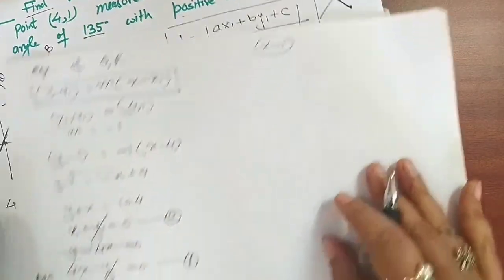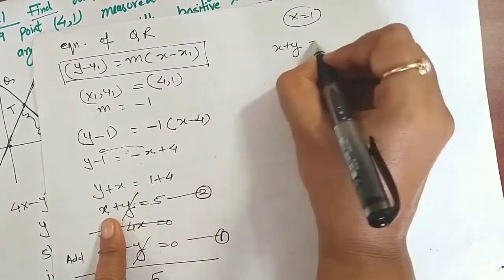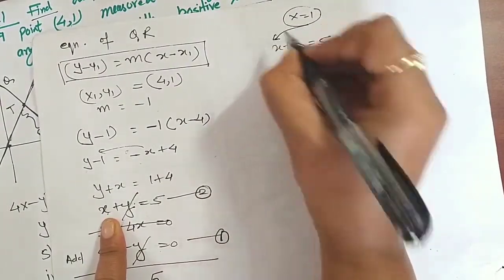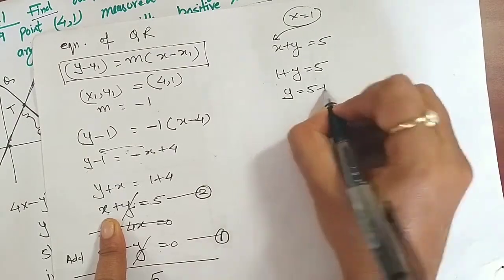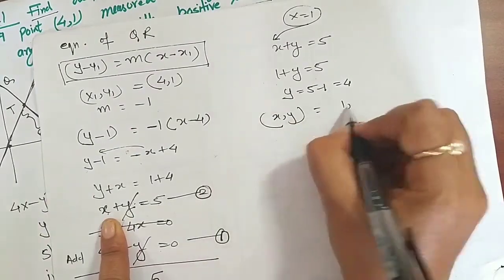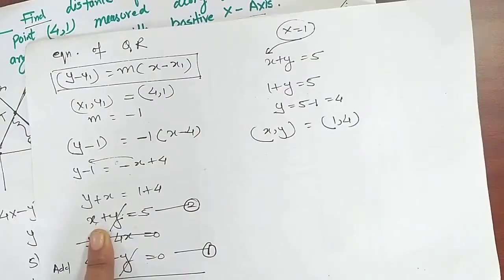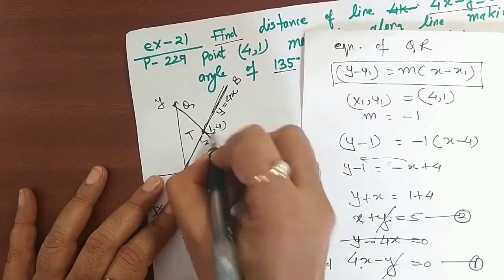Now I can put it in any one of the equations. Suppose x plus y was 5. So I will put 1 here. So 1 plus y is 5. So y will be 5 minus 1, which is 4. So I got the point (1,4). So let me put it in my diagram, (1,4).